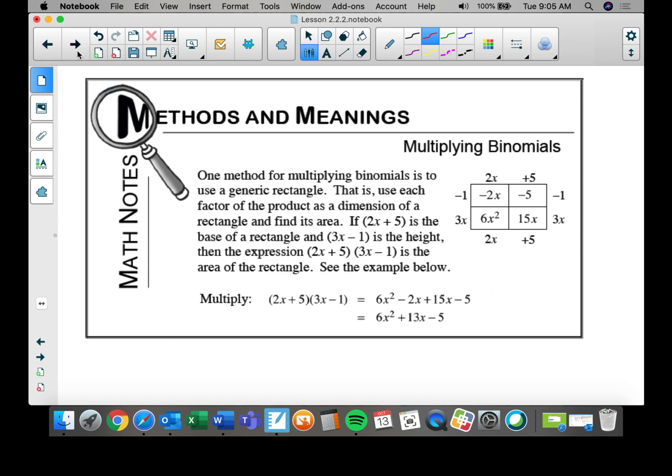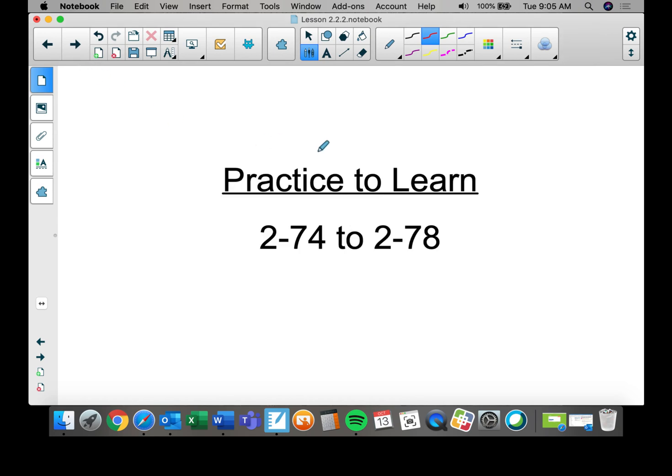Otherwise, your practice to learn is problems 274 to 278. Do the best you can. Try to get all that stuff taken care of, and come with questions if you have anything about any of the next parts.